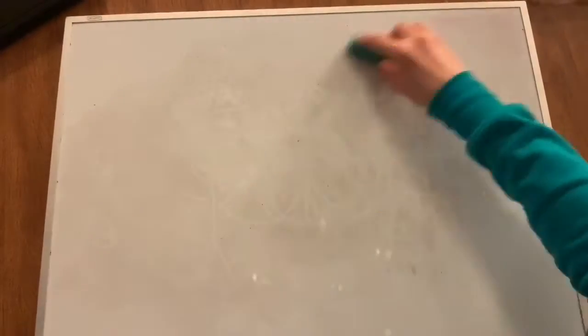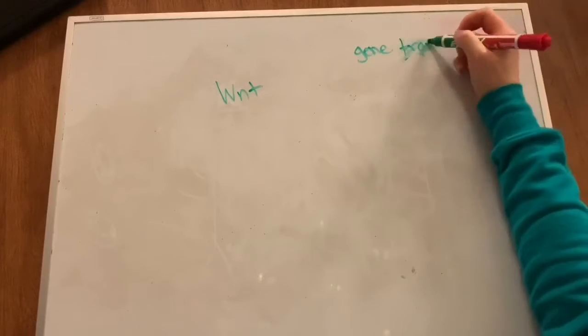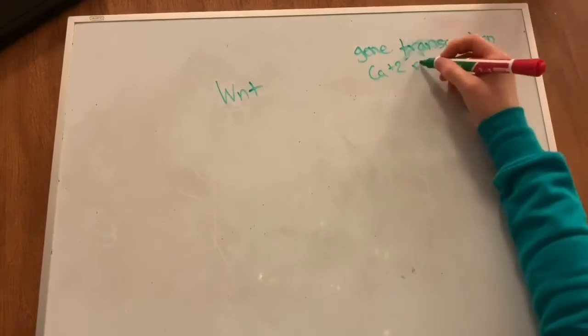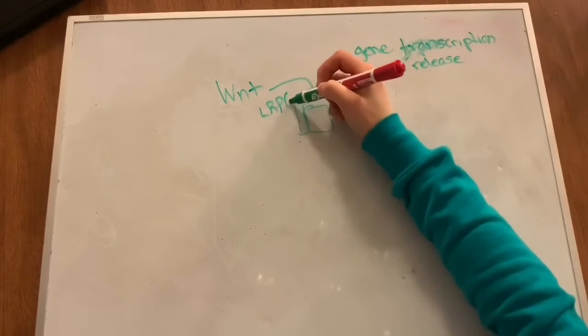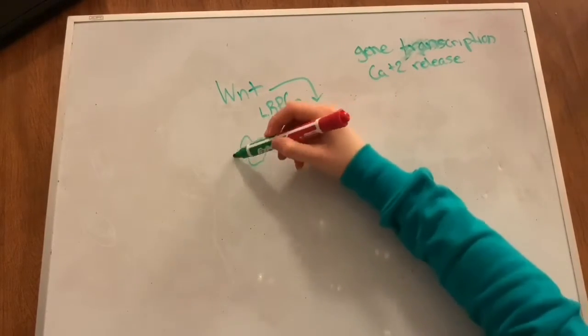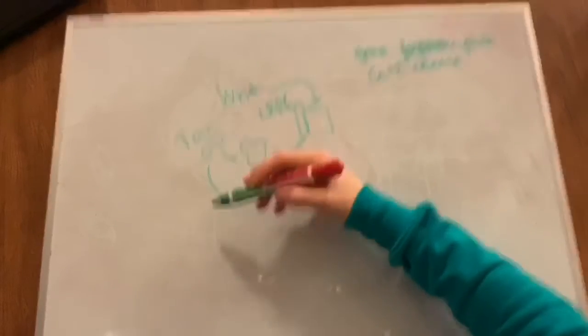Wnt binds to transmembrane protein receptors on the surface of the cell, which activate other signaling pathways. These pathways regulate gene transcription and the release of calcium 2+ ions. There is a sufficient amount of LRP6, which regulates production of amyloid beta and communication between neurons.